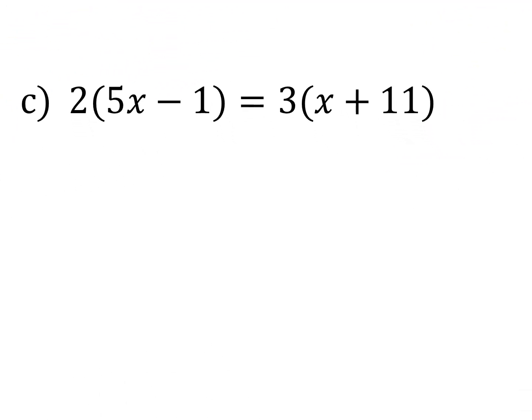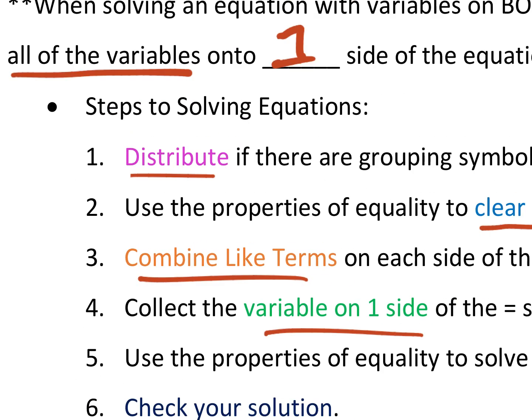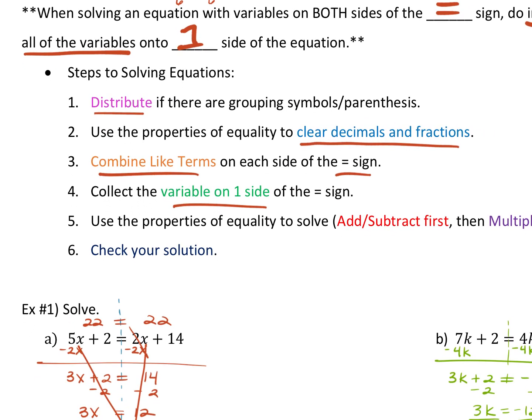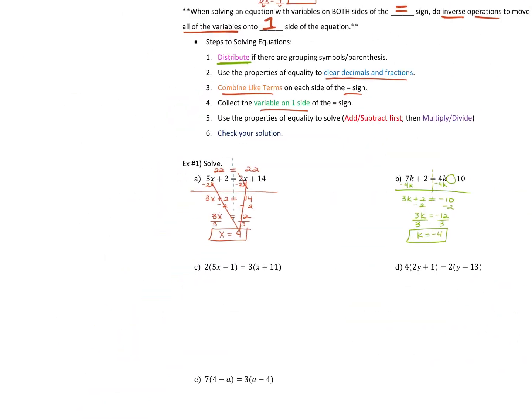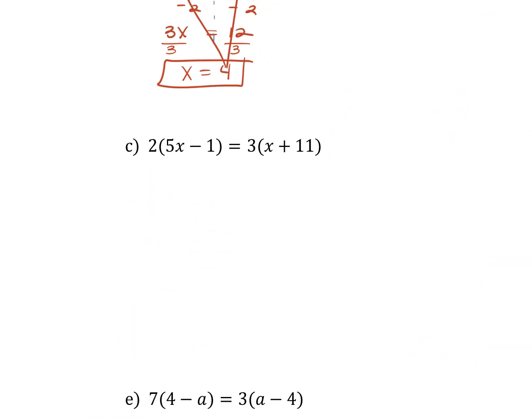Are you supposed to distribute first, or like take away the x first? Distribute first. If you aren't sure, while you're doing the homework, follow along the notes up at the top. There was that list, right? The first thing you should do is distribute. Then you can start moving things around. Okay, so if we distribute this, we get 10x minus 2 equals 3x plus 33.